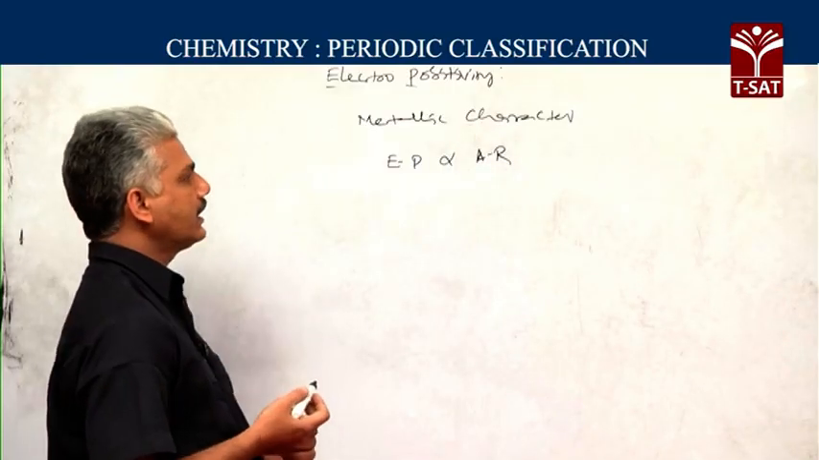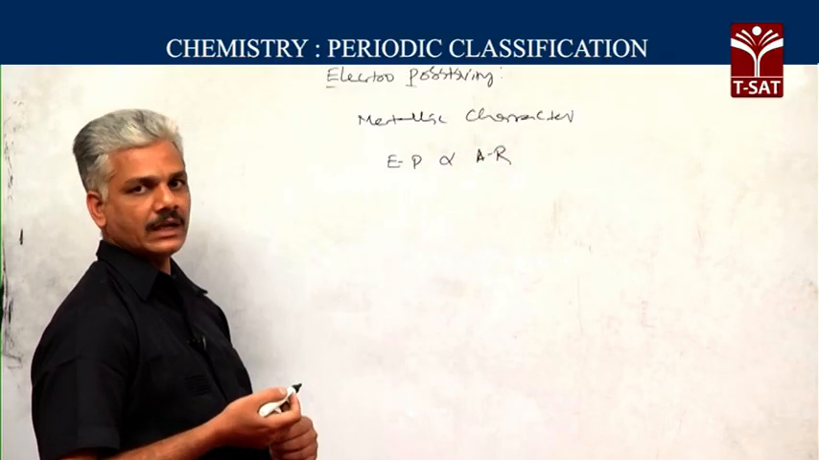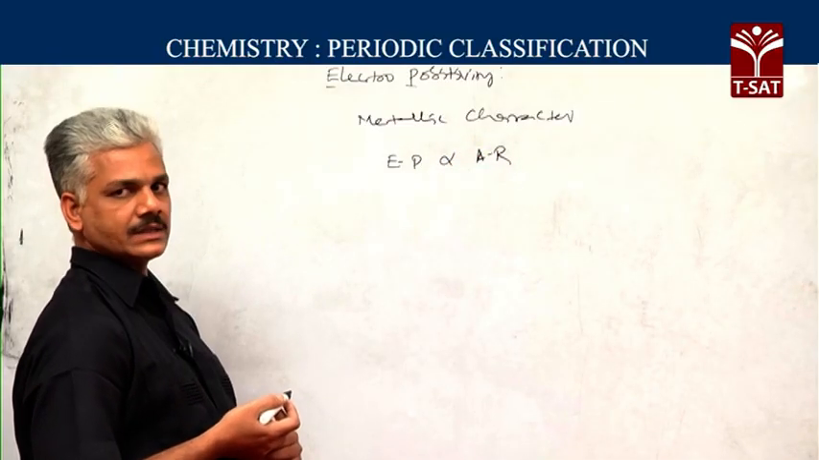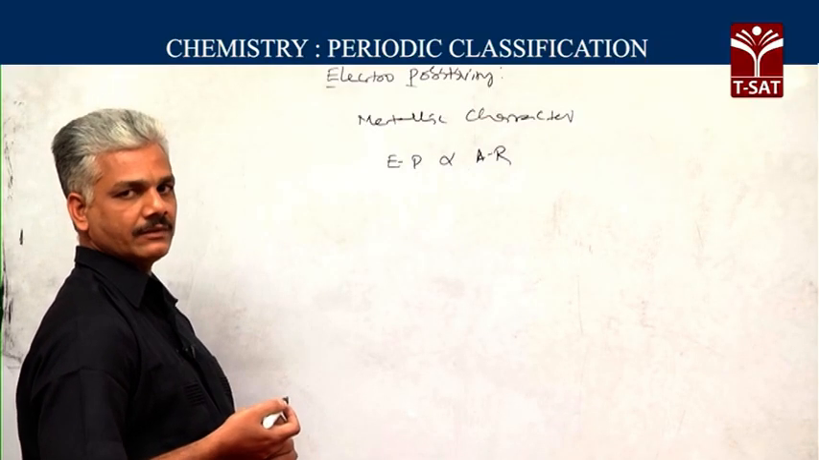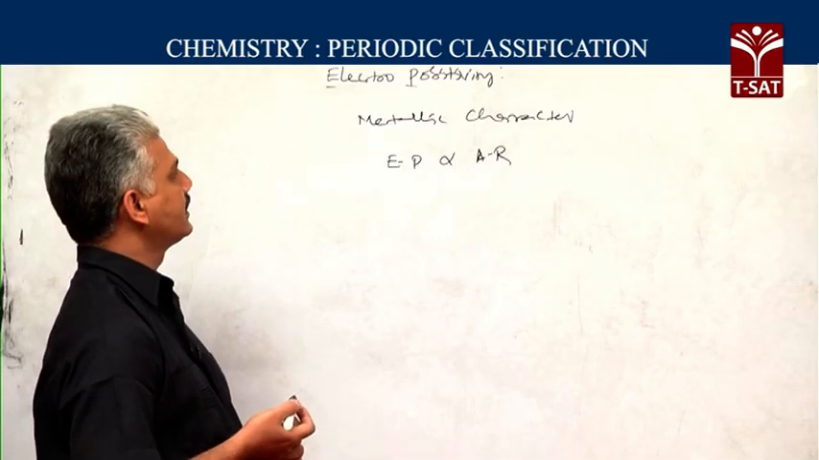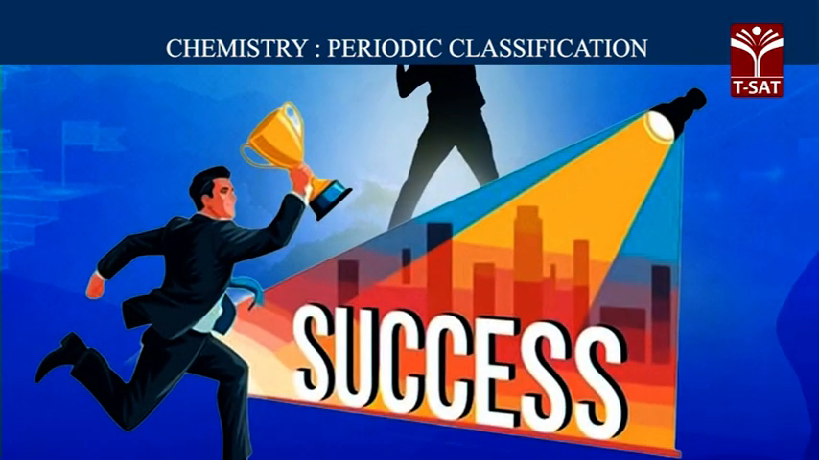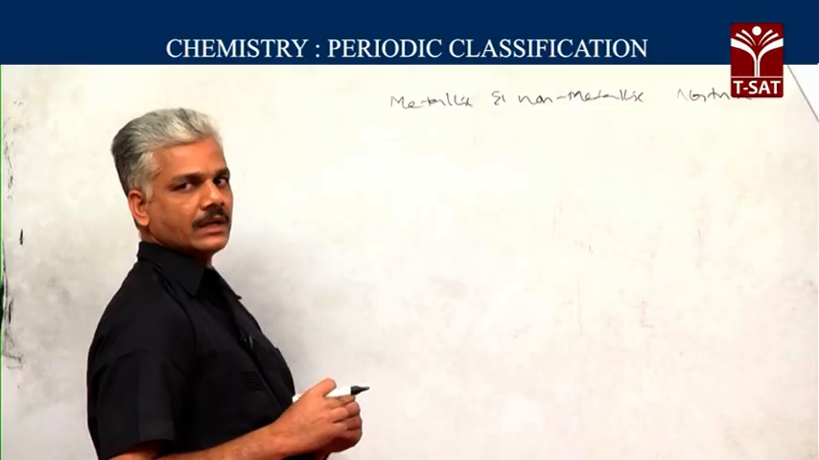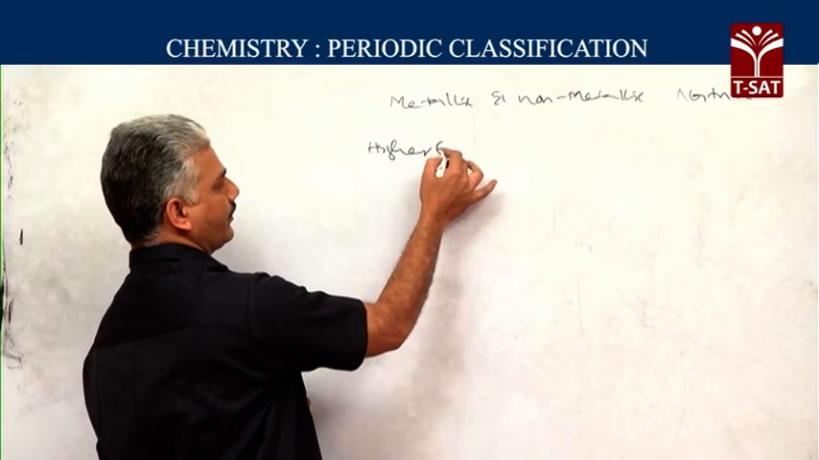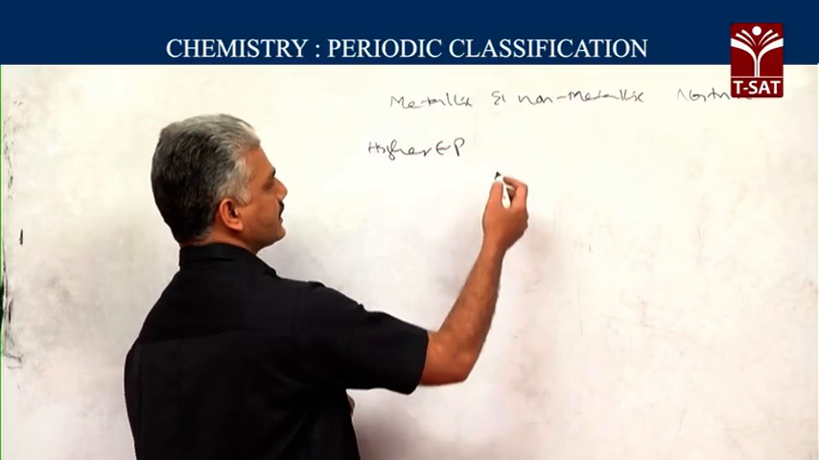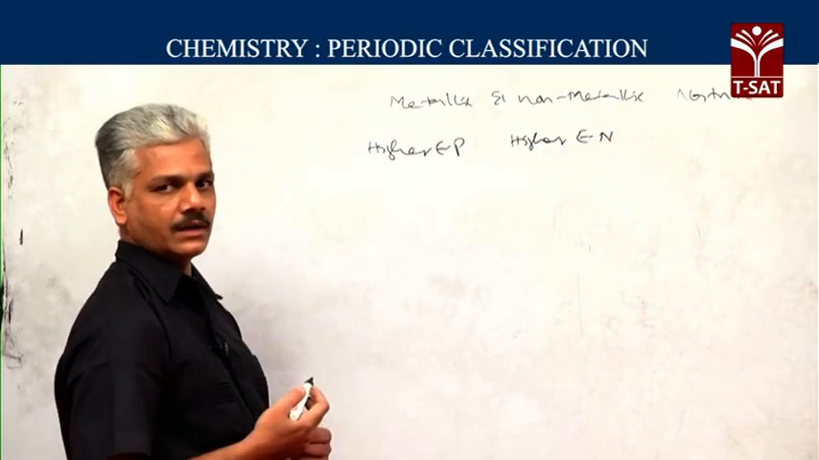Any element with a higher electropositivity value will have higher metallic character. Electronegativity is considered as a characteristic feature of nonmetals. With increase in electronegativity value, nonmetallic character increases, whereas with increase in electropositivity, metallic character increases. Metallic and nonmetallic character. Elements with a higher electropositivity value are treated as metals, whereas elements with a higher electronegativity value are treated as nonmetals.